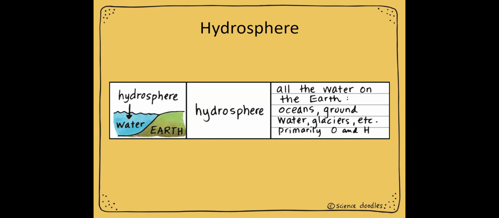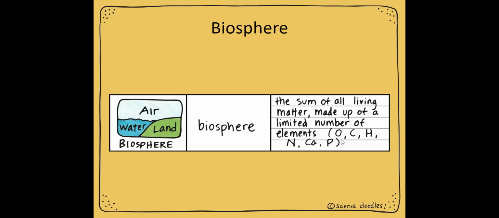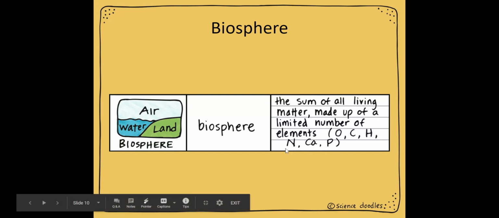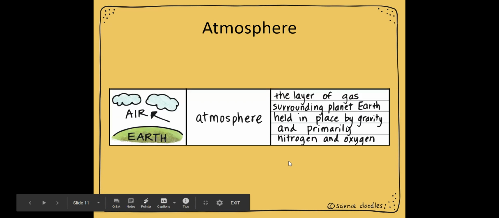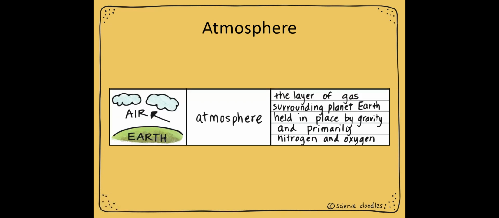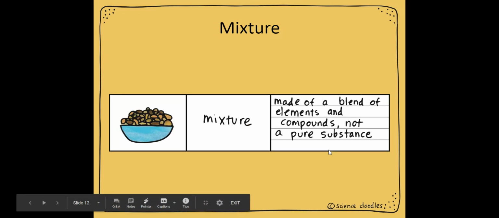Hydrosphere. Here is hydrosphere, and you can see that it's water, and you can tell that from the prefix hydro. This is all the water on the earth, oceans, groundwater, glaciers, etc., primarily oxygen and hydrogen. The biosphere. This is the sum of all living matter made up of a limited number of elements. So this is your air, water, and land. This is the atmosphere. It's going to be your air. This is the layer of gas surrounding planet Earth, held in place by gravity and primarily nitrogen and oxygen.